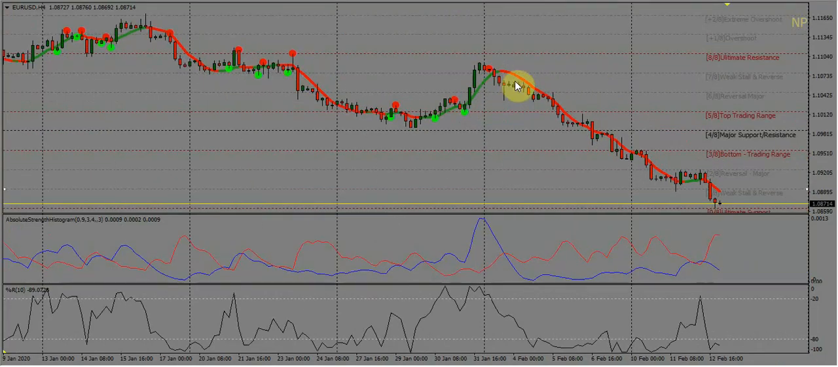So with this system, you have a very good edge in the market. You know exactly what to expect. It's very simple to trade. You can plan your trading properly.